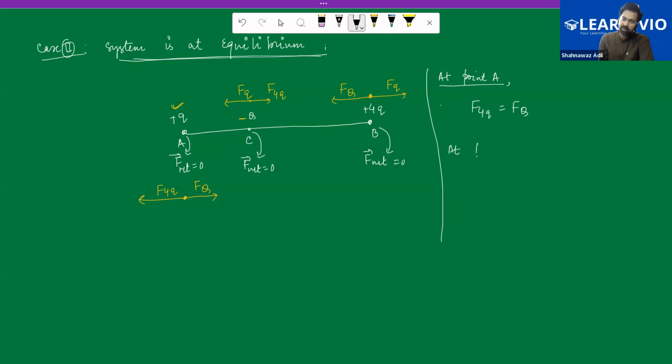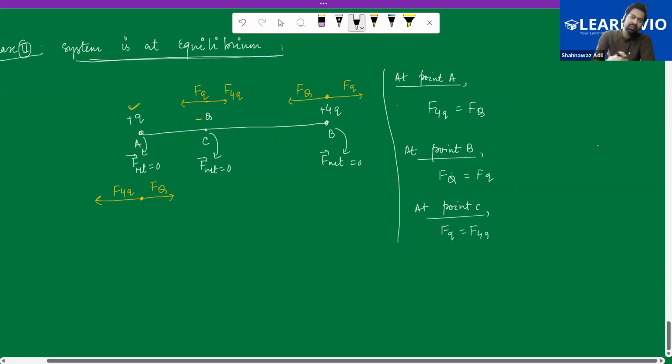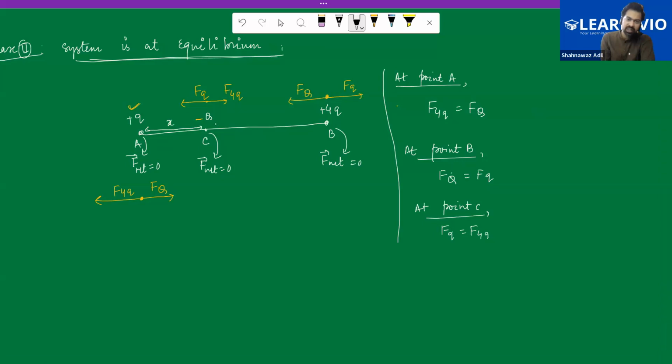At point B, FQ is equal to FQ. And at point C, FQ is equal to F4Q. So these are the conditions that I will have. If I solve these conditions, I have to apply Coulomb's law. Then I will get the values of the charges. So then I can calculate what is this distance, which is x, right?